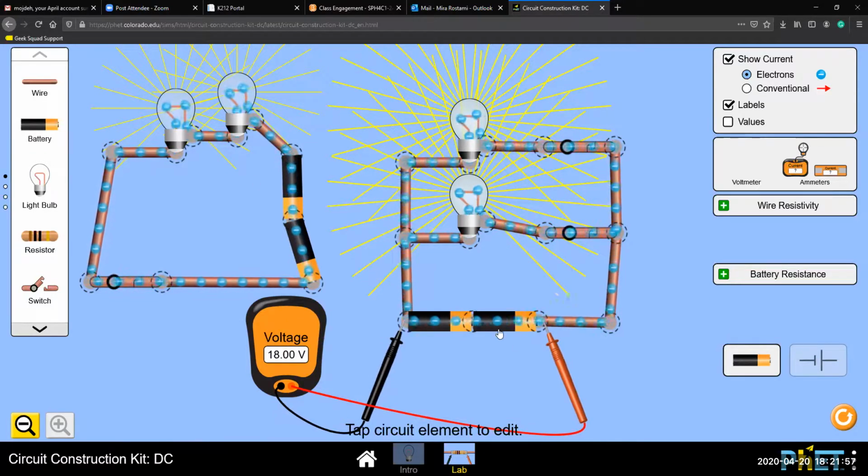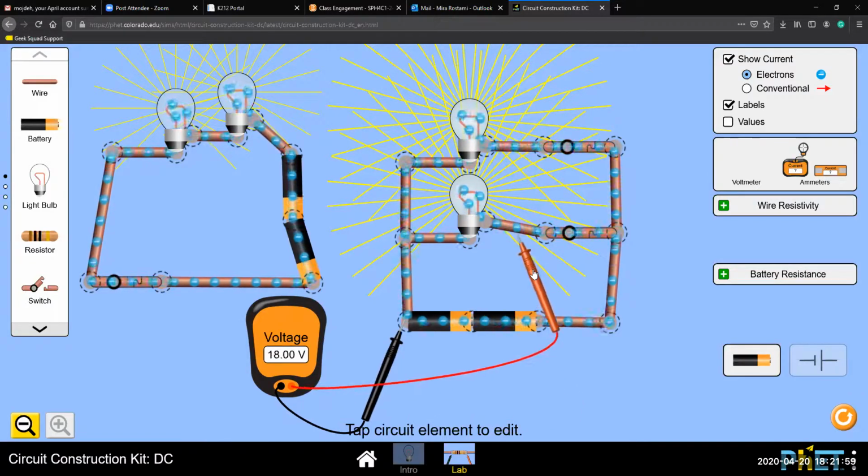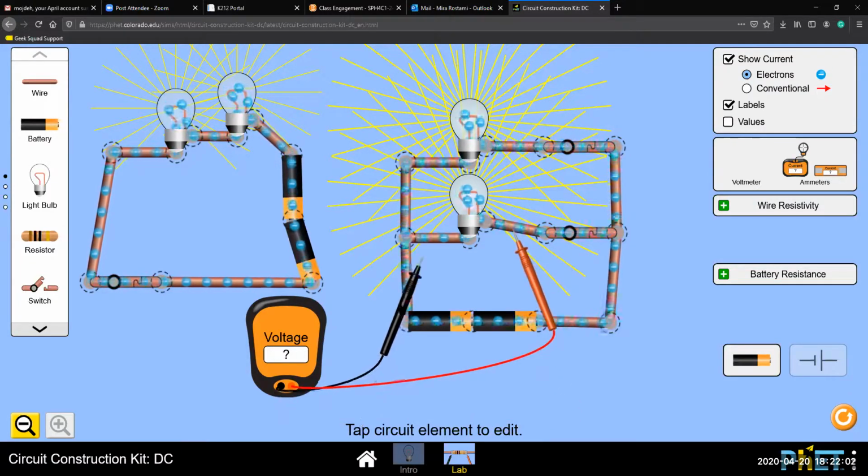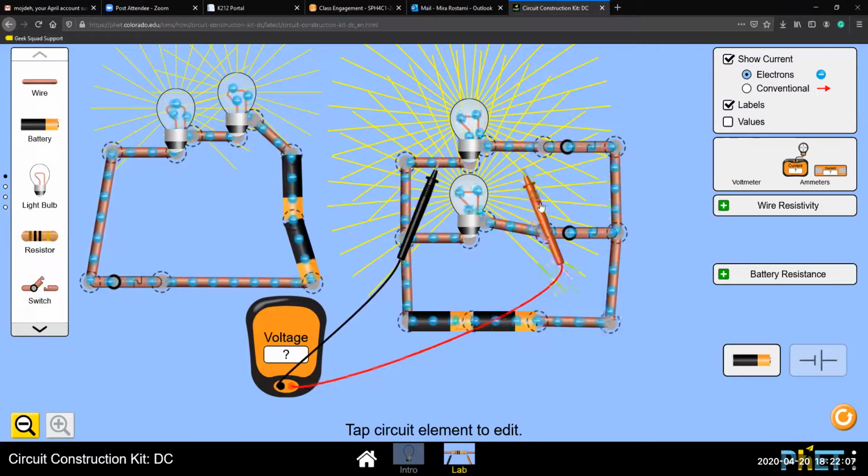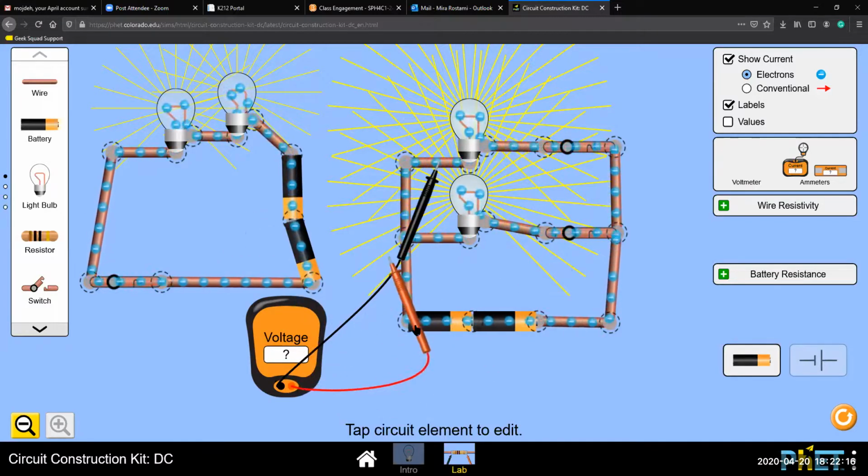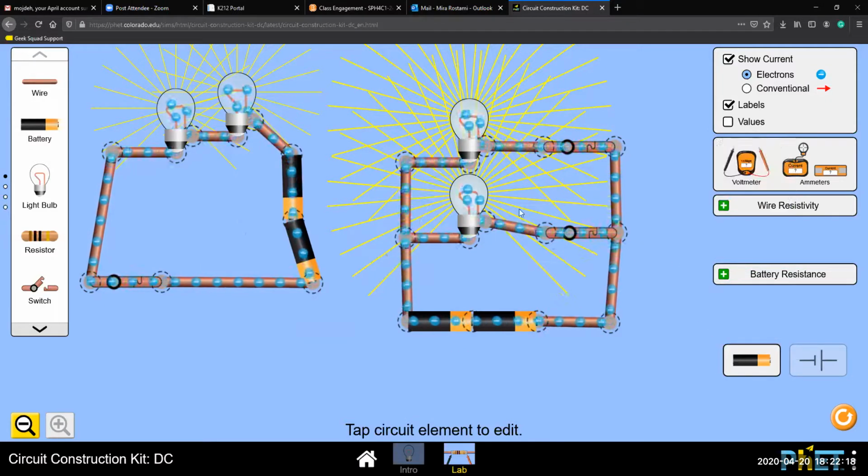Two batteries, 18. But when I come here to measure how much this light bulb is going to have, 18. How much this one is going to have, 18. So you can see each one will get 18, not 9. But when I have a series circuit, each one got 9. So that's why they say in the series circuit, the potential difference or the energy of the battery is shared. In parallel, they're not shared. The pressure is not shared.